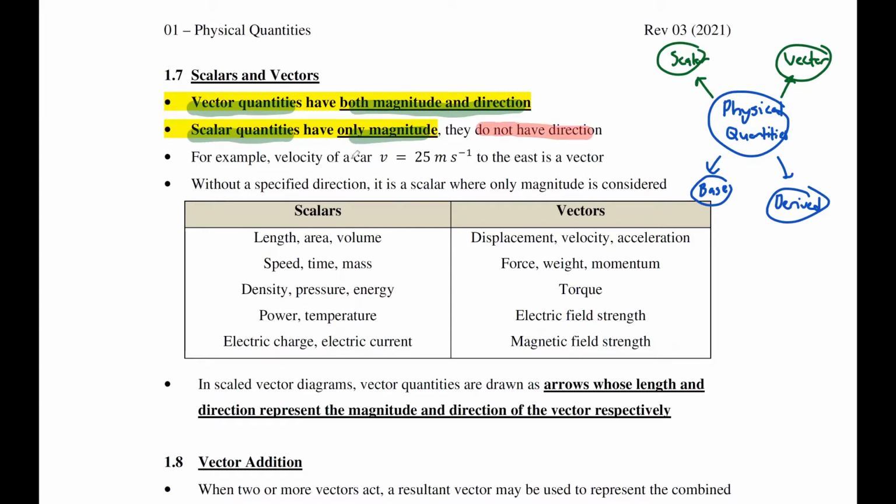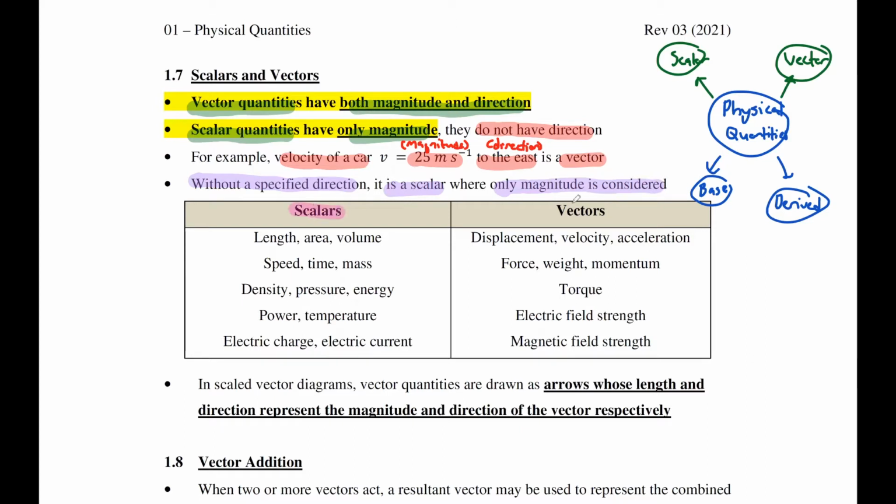For example, the velocity of a car, 25 meters per second to the east, is considered to be a vector because it has magnitude and direction. Without a direction specified, it is considered to be a scalar, where we only need to consider the magnitude.